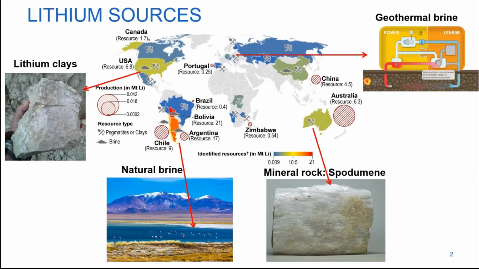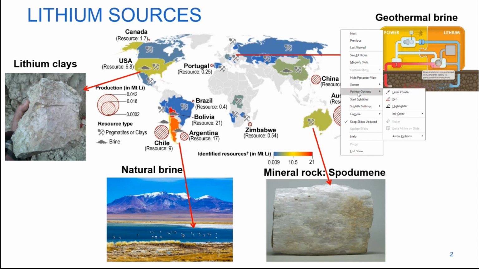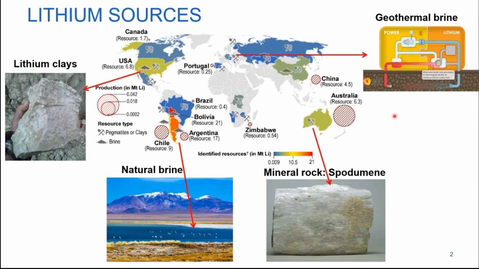So, this is an overview of several sources of lithium all over the world. We have the clays, natural brines in South America, spodumene rocks in Australia, geothermal brines in Europe, and there are quite some more which are not even listed here. And each of these primary or secondary resources has its own specific extraction process, which are quite different.